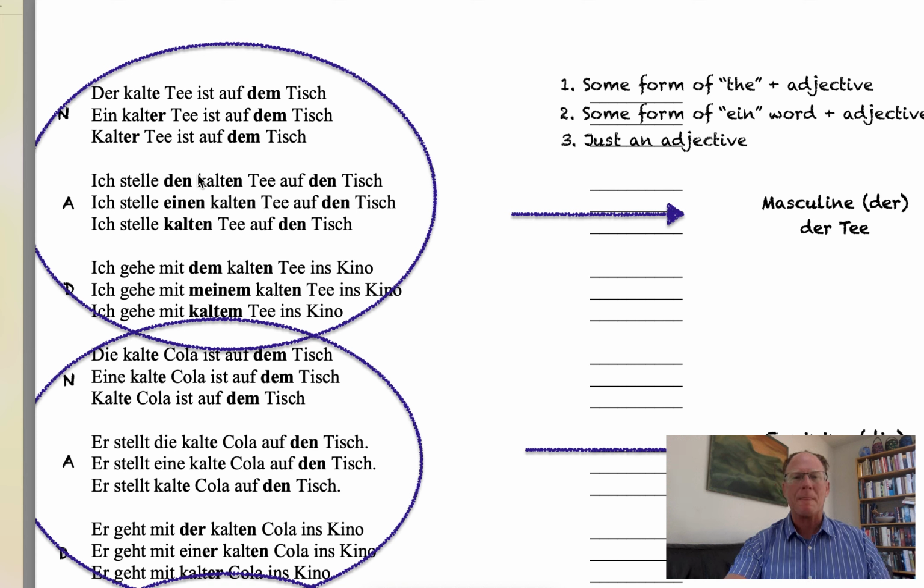And so if we go down to the third stanza, and on the first line of the stanza, you will see that the cold drink, some form of the, dem, and then cold, and then the en ending here is what you're going to want to pay attention to. Ich gehe mit dem kalten Tee ins Kino. Here, the drink functions in the dative case, again, because of the dative preposition mit.